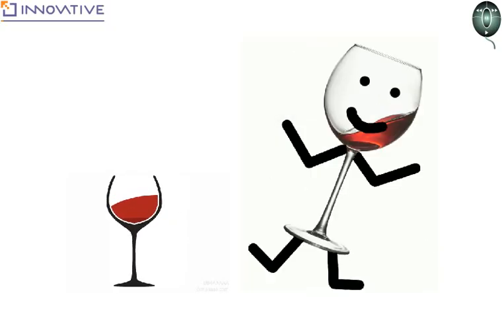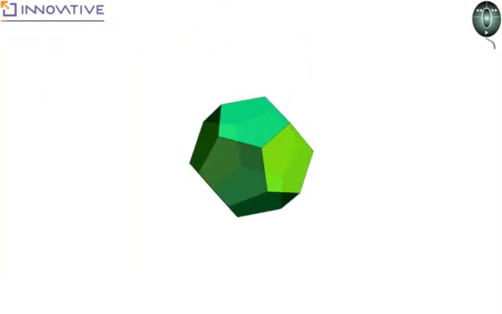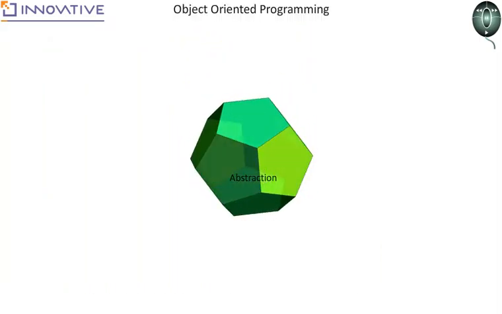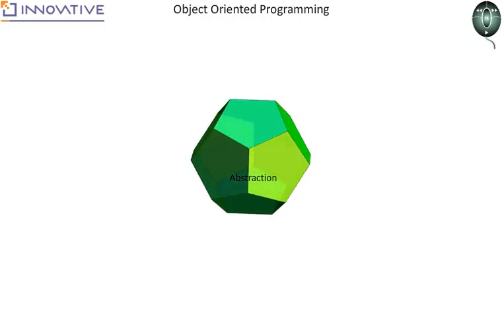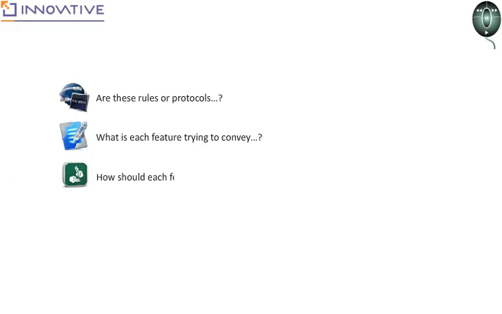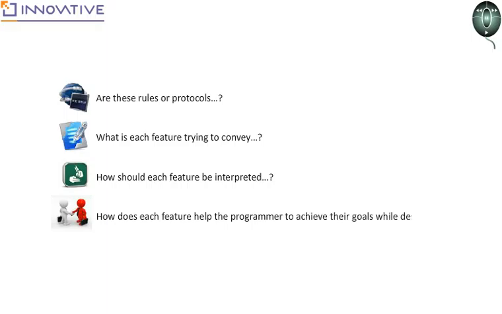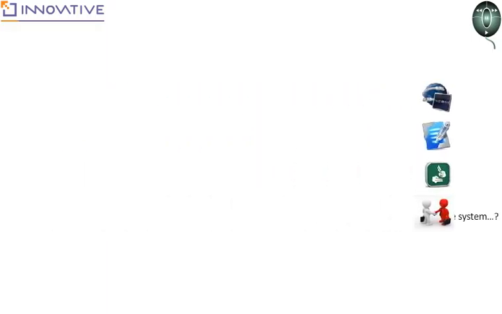Hello. Hope you're getting the hang of the importance of object in computers. Now let me put forth the actual features of object-oriented programming methodology. Let me elaborate on various points like, are these rules or protocols? What is each feature trying to convey? How should each feature be interpreted? How does each feature help the programmers to achieve their goals while designing the system?